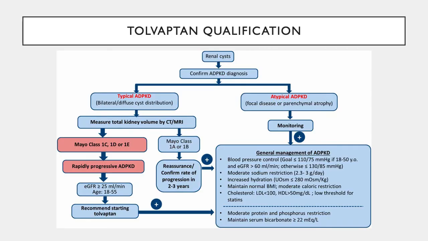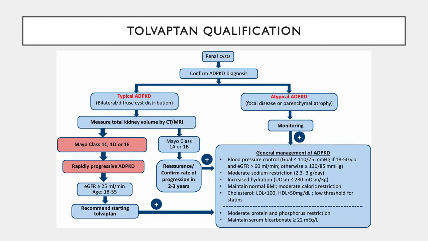Qualifying for this treatment necessitates the confirmation of a rapidly progressing disease, which requires both a Mayo classification of 1C, 1D, or 1E, as well as the patient's healthcare provider considering the patient's age, TKV or total kidney volume, and eGFR or estimated glomerular filtration rate. Although Mrs. WT has renal cysts and has since been diagnosed with typical ADPKD, her TKV and eGFR have not been tested, meaning she can't be considered.